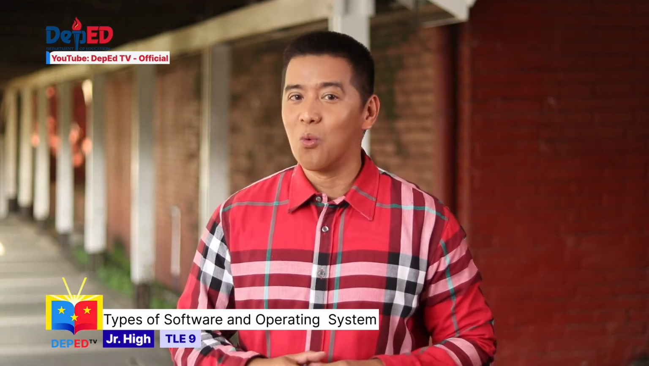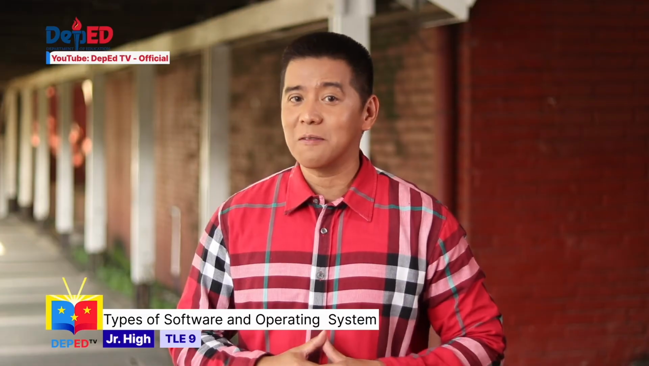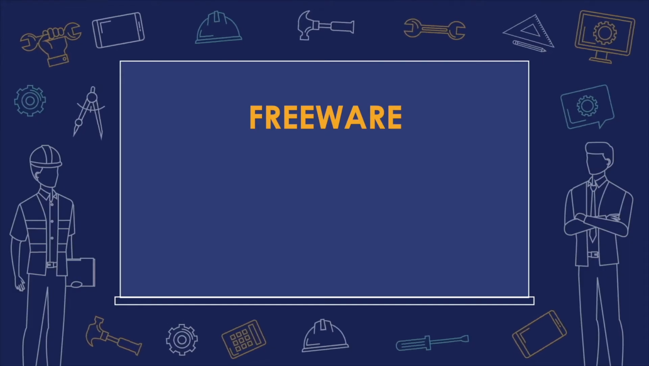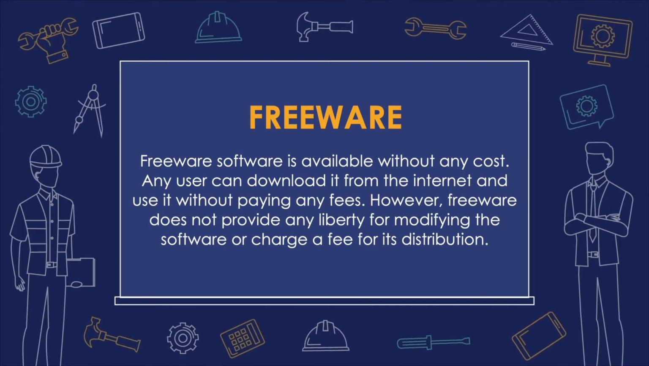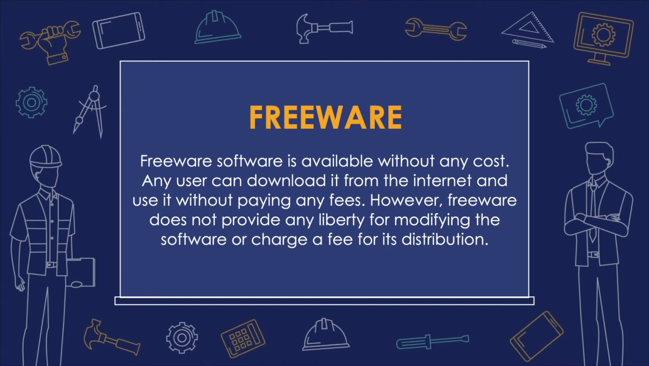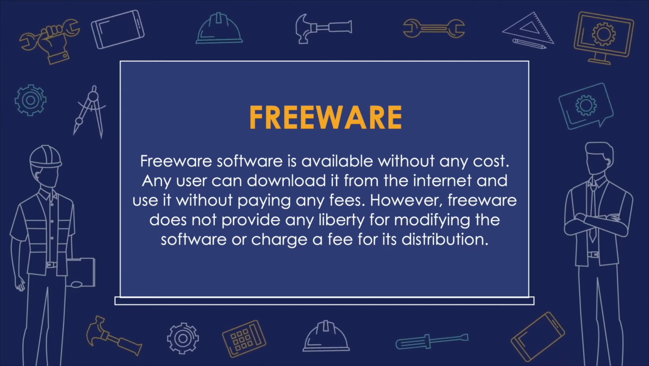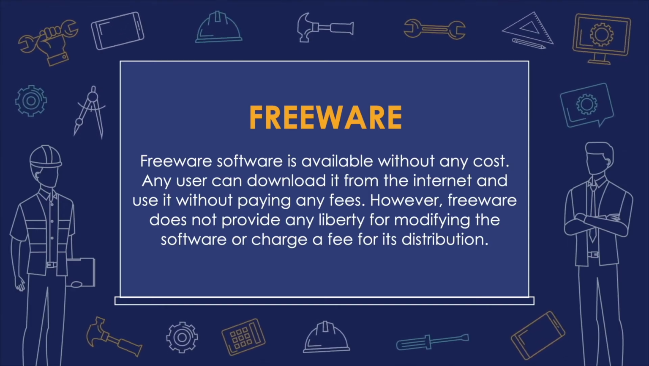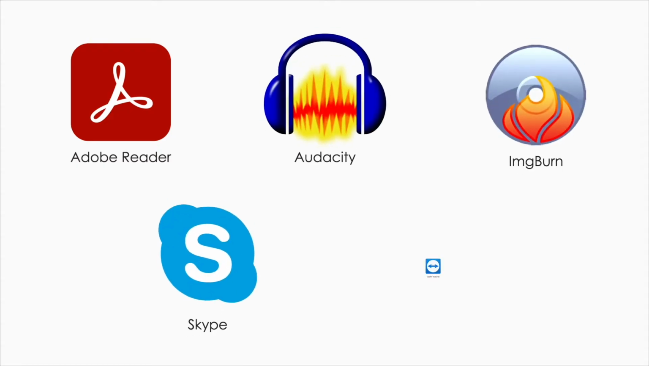However, there exists one more classification of the software. The software can also be classified based on their availability and shareability. First, we have the freeware. Freeware software is available without any cost. Any user can download it from the internet and use it without paying any fees. However, freeware does not provide any liberty for modifying the software or charging a fee for its distribution. Examples are Adobe Reader, Audacity, ImageBurn, Skype, and TeamViewer.